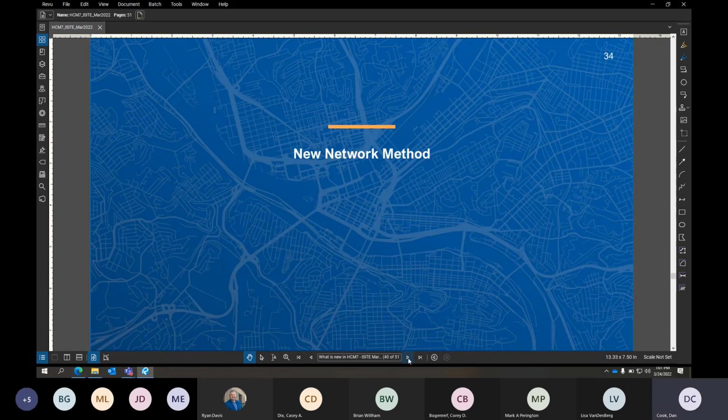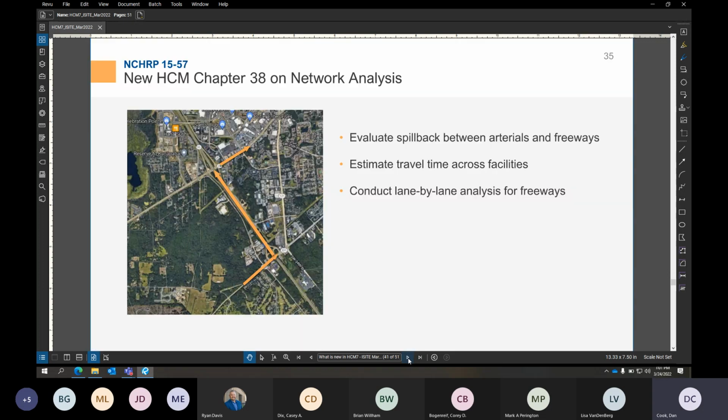All right, then this is the last piece I'm going to present on today of the big new things that are added into the HCM. There's a new network method, and this is the last chapter. I think it's chapter 37. Oh, no, chapter 38. It's in volume 4, and this is based on NCHRP project 15-57.